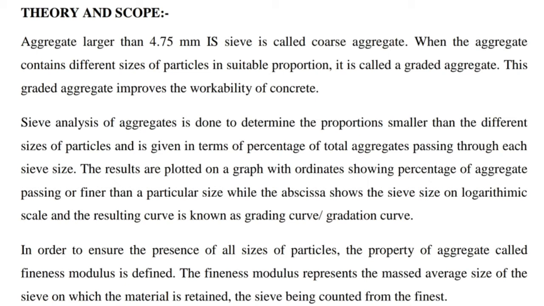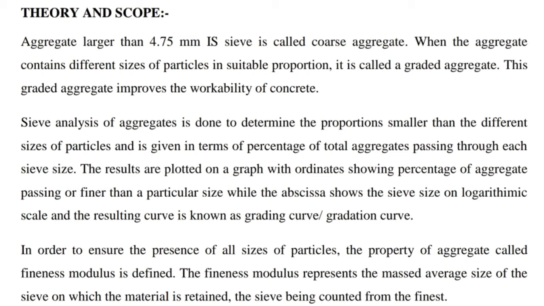When the aggregate contains different sizes of particles in suitable proportion, it is called a graded aggregate. This graded aggregate improves the workability of concrete. Sieve analysis of aggregates is done to determine the proportion smaller than the different size of particles and is given in terms of percentage of total aggregates passing through each sieve size.